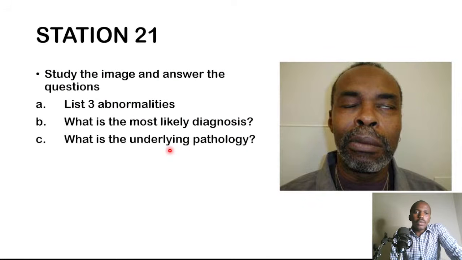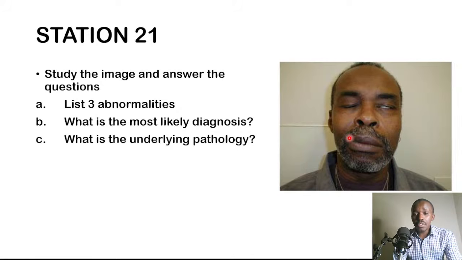So question 21, study the image and answer the question. List 3 abnormalities. What is the most likely diagnosis? What is the underlying pathology? So here we have this person. As you can see, one eye is closed. Their mouth is even deviated to one side.